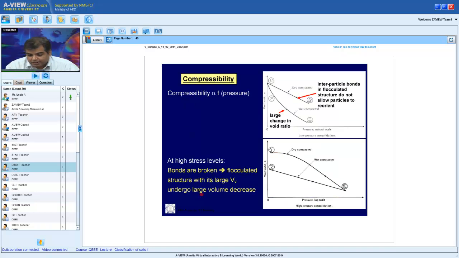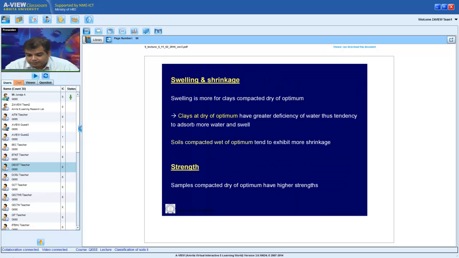Okay, so obviously these are just to put it in English. You can go back home and go through this English whatever has been written. There are a few other simple properties of this compacted soil which we are going to briefly look at. The first one is swelling and shrinkage. Obviously the sample which is dry of optimum has thirst for water, it needs water. So when it gets water, it will swell more, that's obvious.